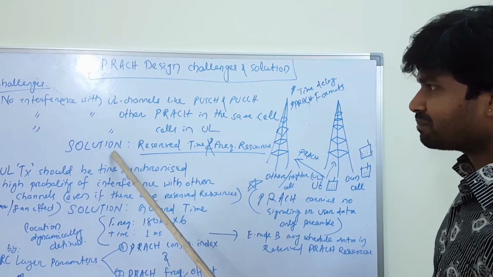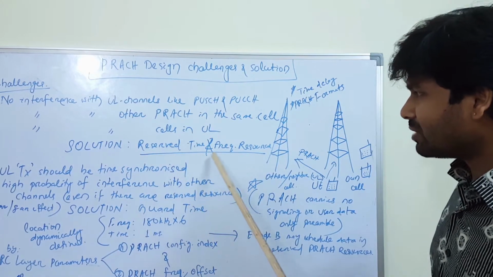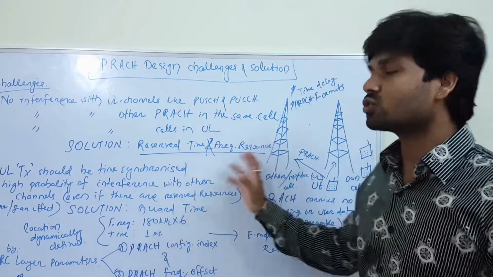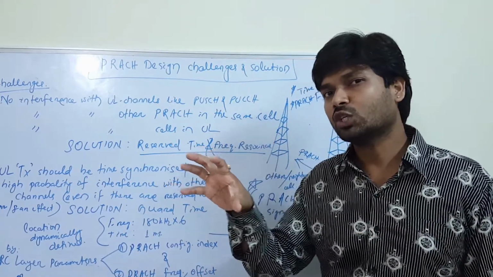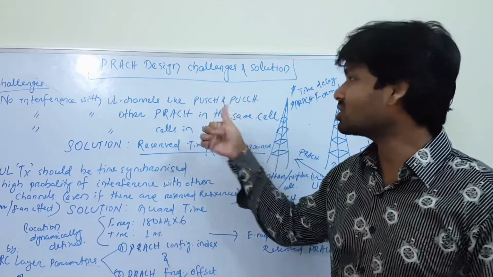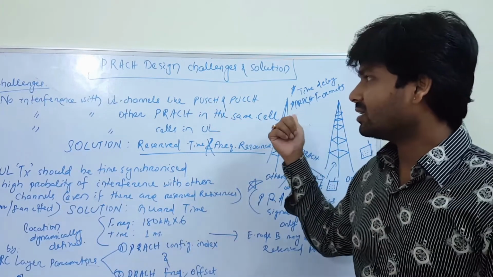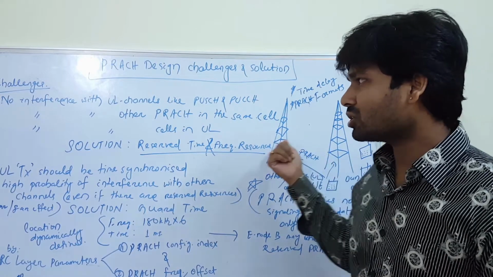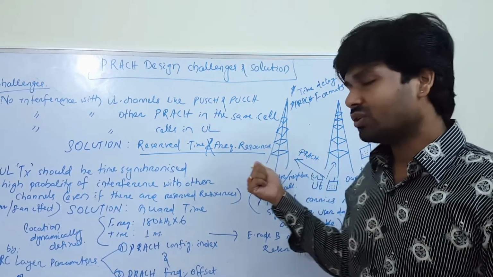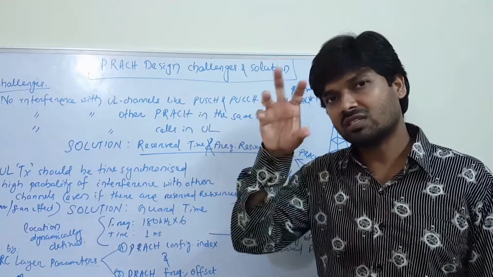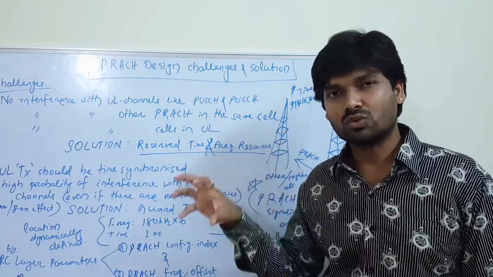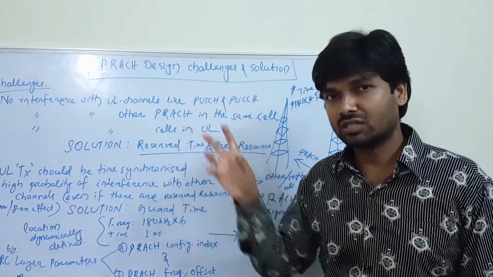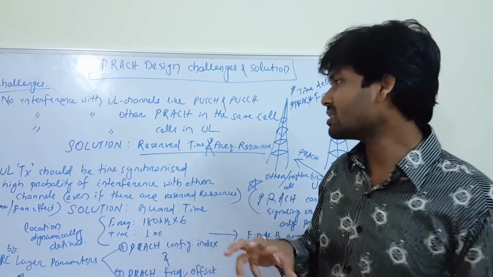So here's the solution. The solution is reserved time and frequency resources for the uplink PRACH transmission. So we have reserved resources in the frequency and time grid to avoid the interference with PUCCH, PUSCH and other PRACH transmissions in the same cell, and with the neighbor cells also. We are using different frequency shifts, that means different locations of time and frequency resources for PRACH and the uplink control and shared channels. So we do have the least chance of interference.